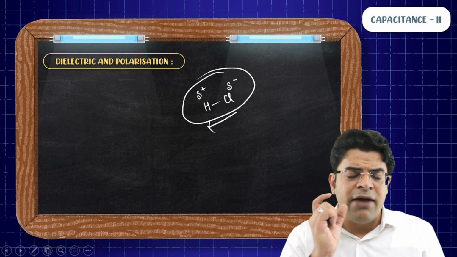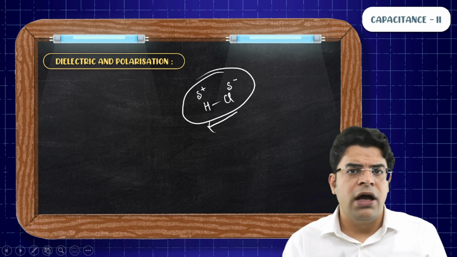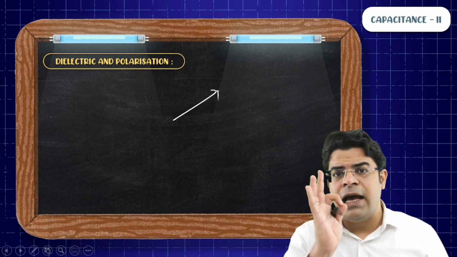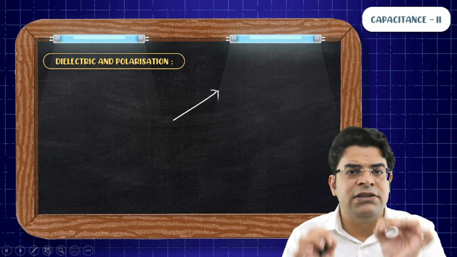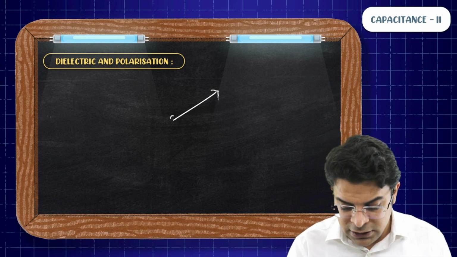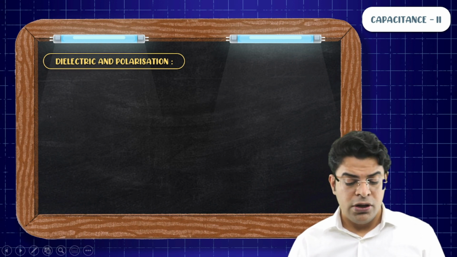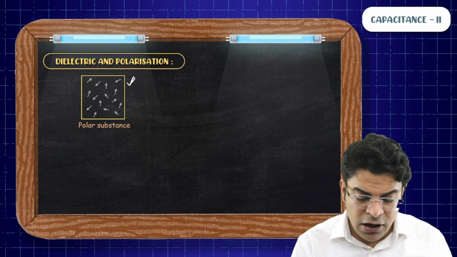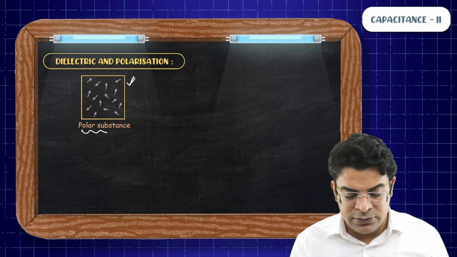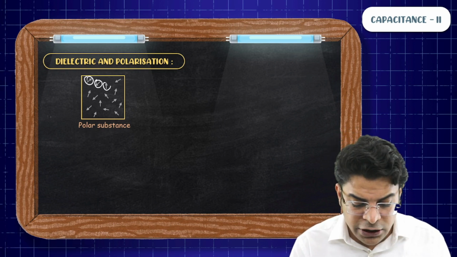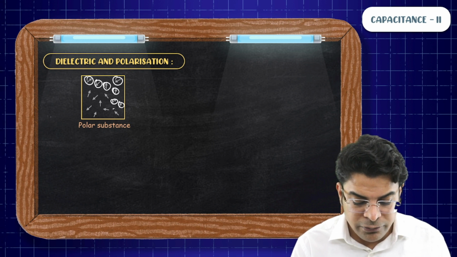So rather than drawing a molecule every time, I will just draw a dipole. What does this dipole mean? Sir, it represents the direction of dipole moment. The tail represents the negative charge, the head represents the positive charge. Now let's say you have a crystal of polar substance. Polar substance means every single molecule has some dipole moment.